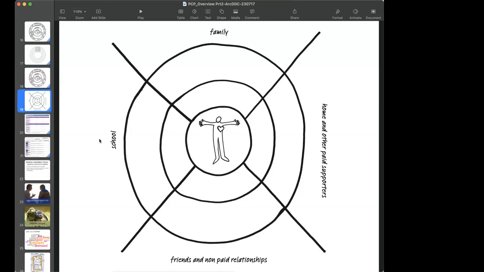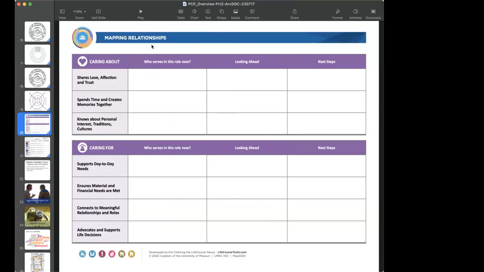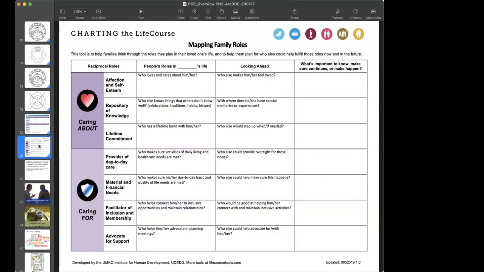And as I was putting this presentation together, for me personally, what started to show up in learning more about Charting the Life Course was that they were looking at mapping relationships as well, right? That this idea that we can look at people who care about us and care for us, what the role is that they serve, who's going to serve that going forward, and what might be the next steps to thinking about that. So again, a deeper dive into mapping those relationships, right?